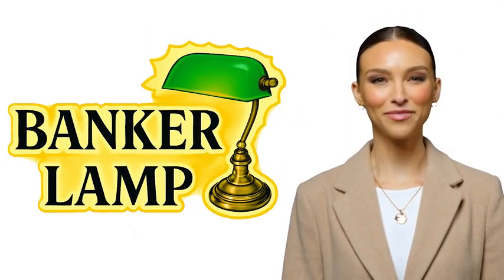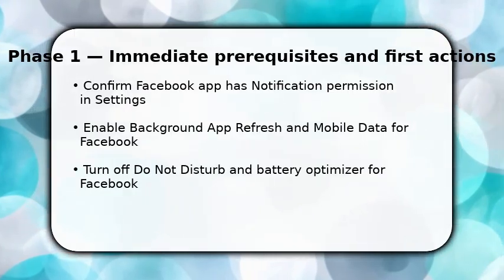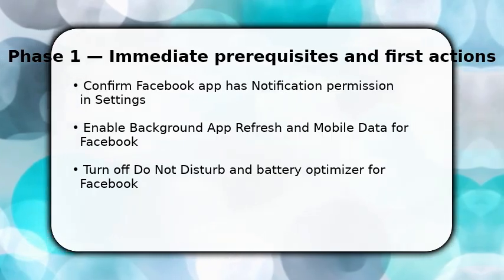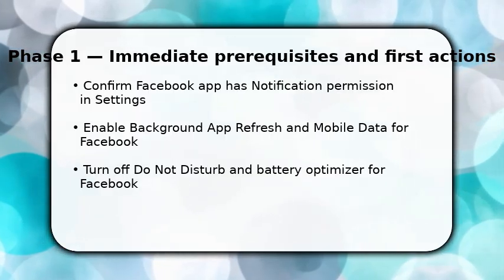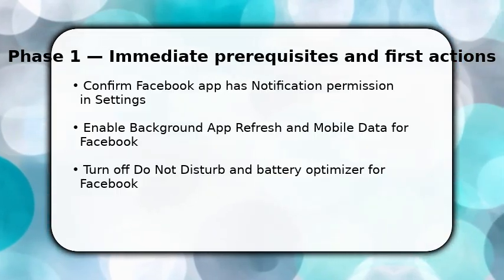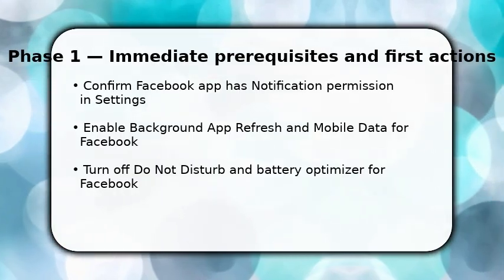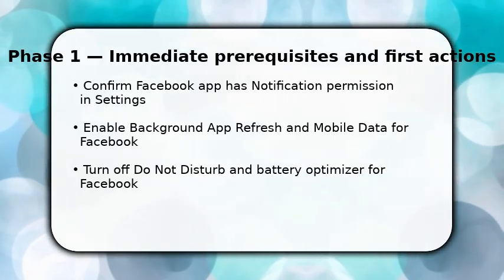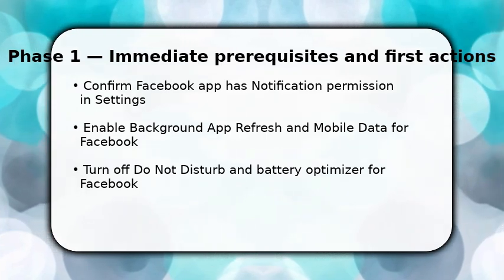Please enjoy the video. You start by giving Facebook what it needs to deliver alerts. This is the single most common blocker. Open Settings, select Apps, find Facebook, and enable notifications along with background app refresh. On mobile, make sure mobile data and cellular background are allowed. Also check Do Not Disturb and any battery optimizer. They often silence notifications to save power. Once those basics are enabled, proceed to app-level notification settings so Facebook can actually push the alerts to your device.